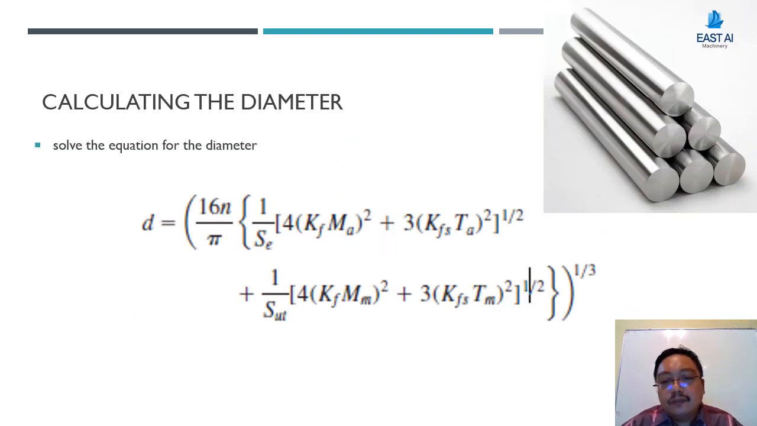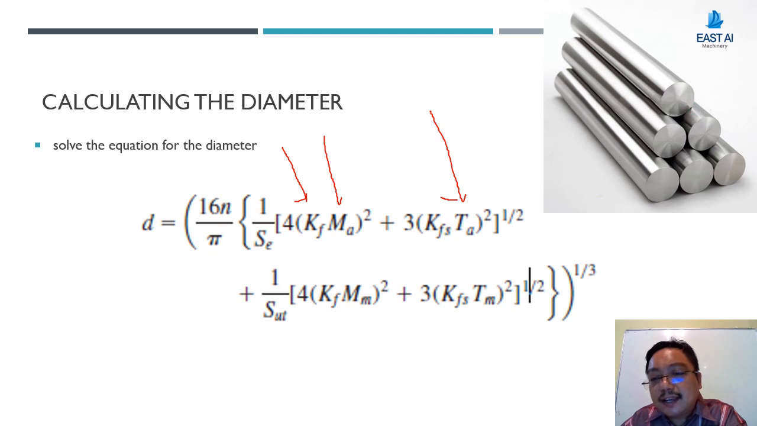The purpose of the Goodman failure criteria is to get the diameter of the shaft, and when you solve the equation for the diameter, you get the diameter. It means that the diameter of the shaft depends on the stress concentration factor, the moment, and also the torque of the design.